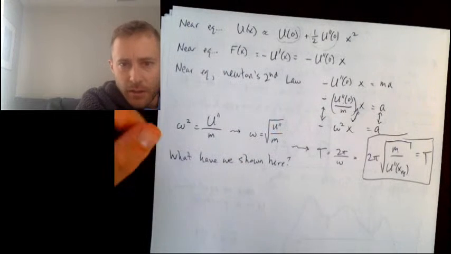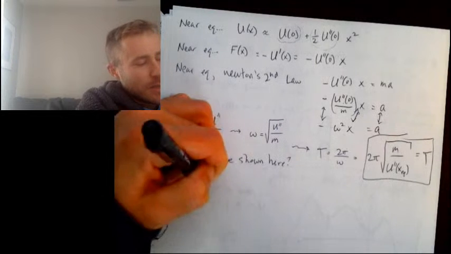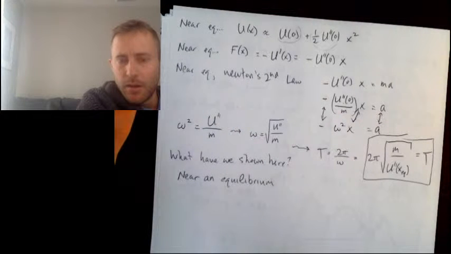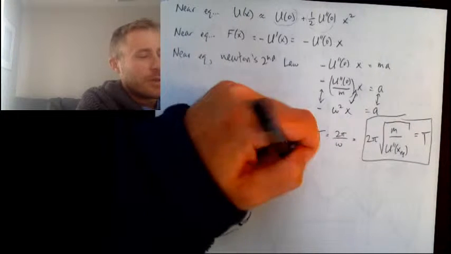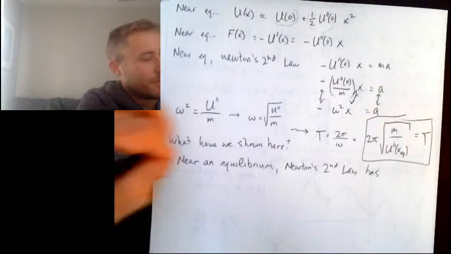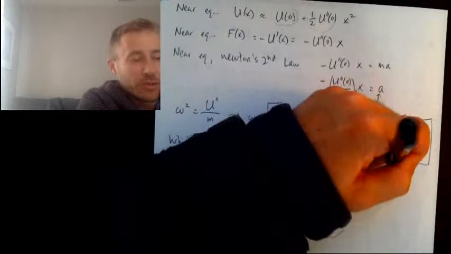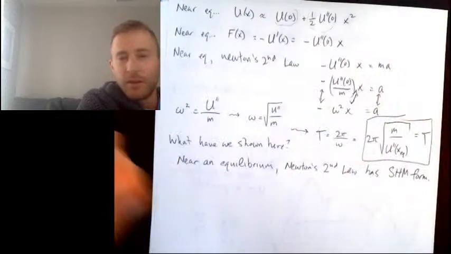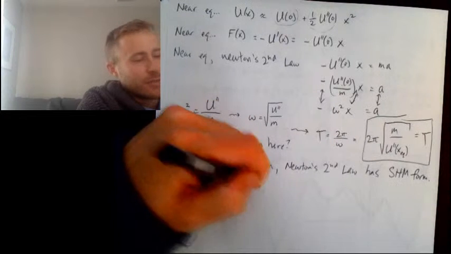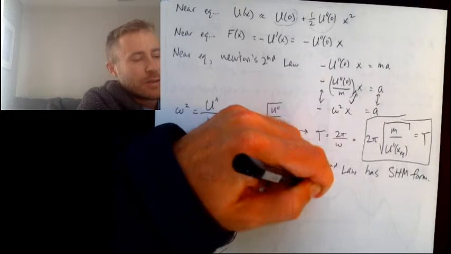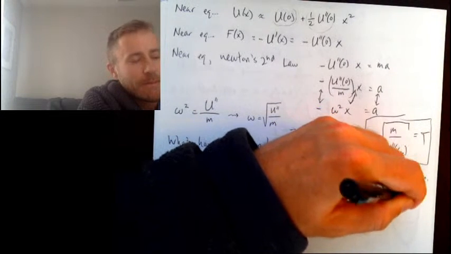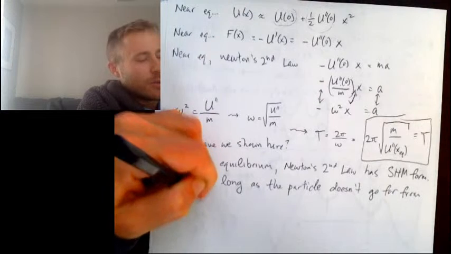We have shown that near an equilibrium, Newton's second law has the simple harmonic motion form. As long as the particle doesn't go far from equilibrium, it will undergo SHM.